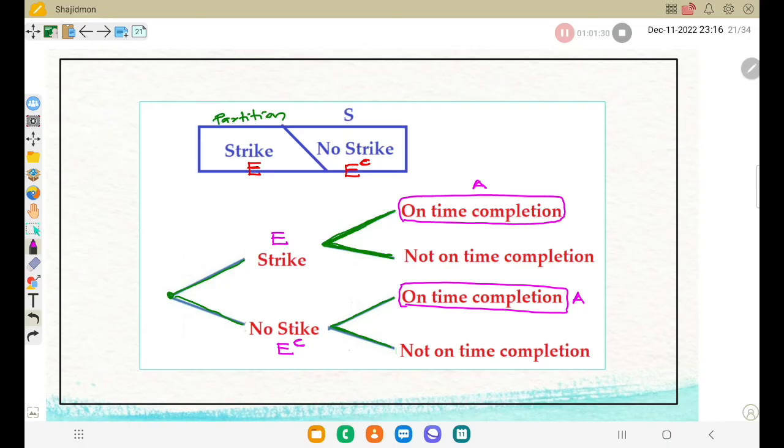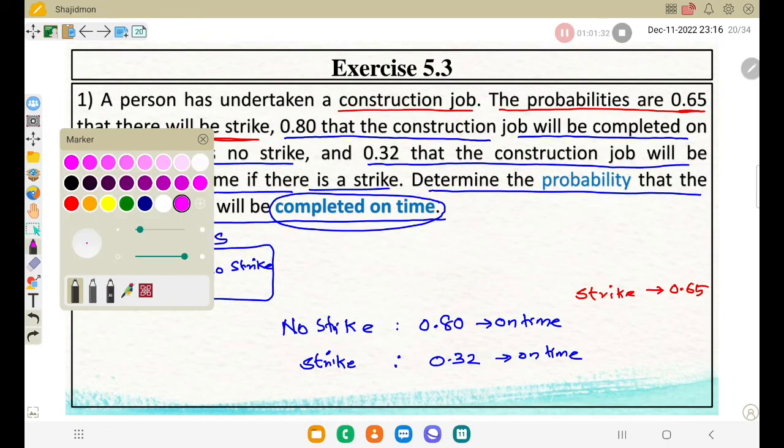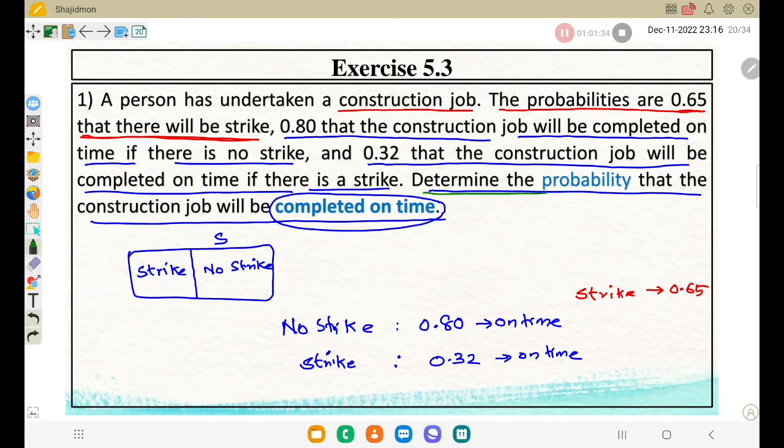Now what is our question? You can see what our question actually is. Determine the probability. You can see the last line. If you understood the notations, now you can read the last line of the question. Determine the probability that the construction job will be completed on time. Completed on time means we represented it by the letter A, correct? Determine the probability. So what do we need to do? Calculate probability of A equal to. This is our question, correct?